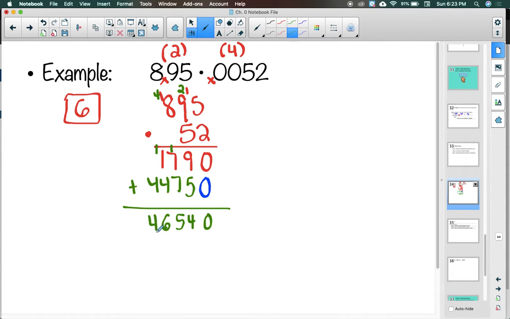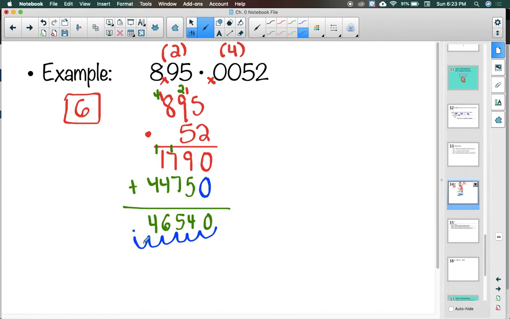Now remember what I have to do for my final answer. I have to put that decimal point back into my product using the number of places in the box here. So I'm going to start all the way to the right. I'm going to move over 6 places to the left. 1, 2, 3, 4, 5, 6.